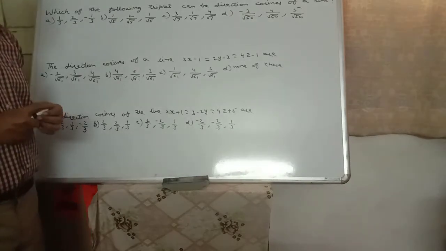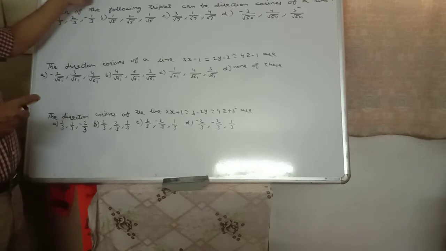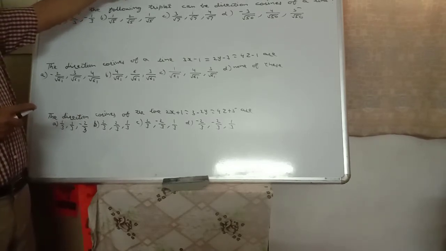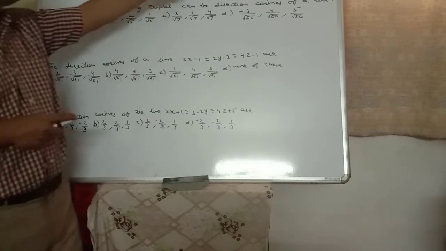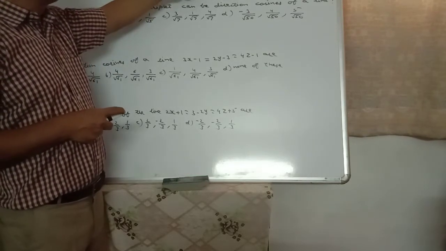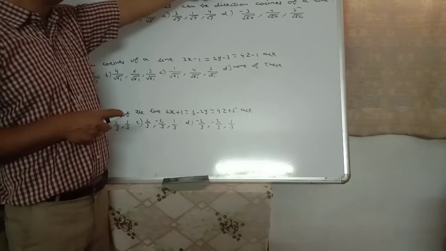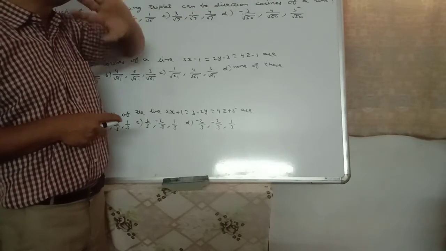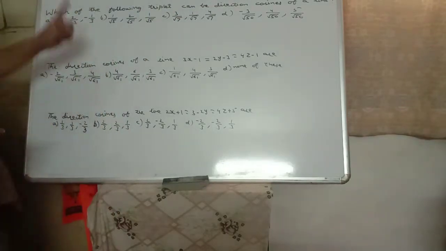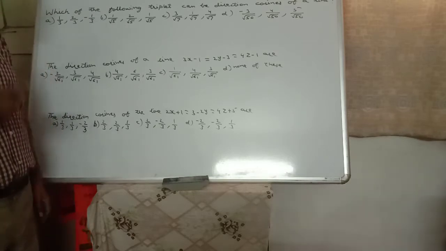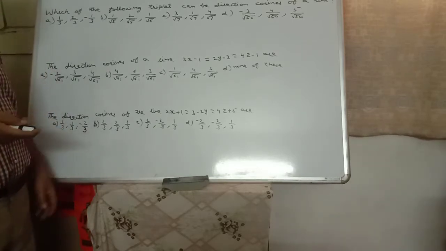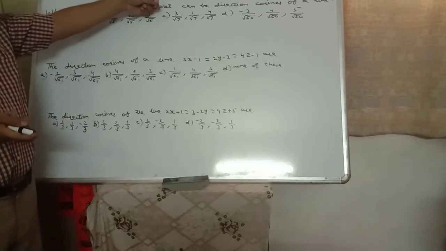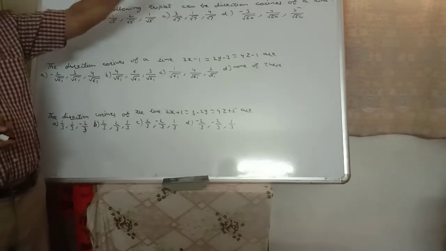Next example. Two lines: x by 2 is equal to y by 3 is equal to z by 4, and (x minus 2) upon 2 is equal to (y minus 3) upon 3 is equal to (z minus 4) upon 4. So equations of two lines are in Cartesian form, and we have to find whether these lines are intersecting, parallel, skew lines or coincident lines.